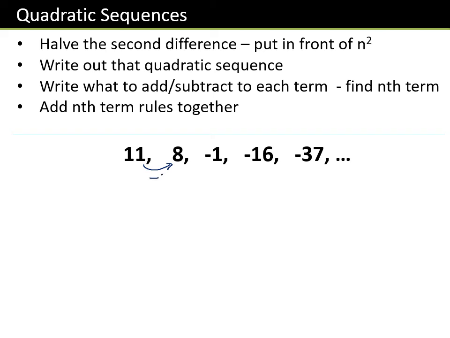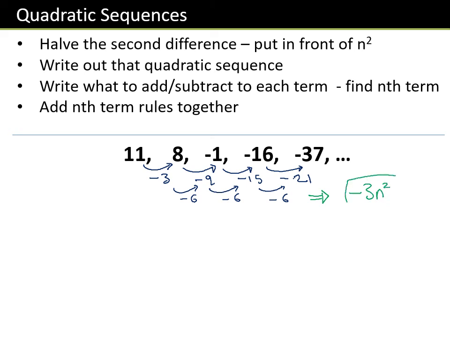So 11 minus 3 is 8, minus 9 and minus 15 and minus 21. If I look at my second difference here, it's minus 6, minus 6, minus 6. Right, half of this gives me my coefficient of n squared, so this has to relate to minus 3n squared. So a bit of a trickier one, this one.